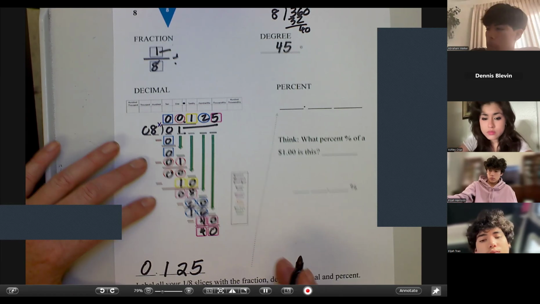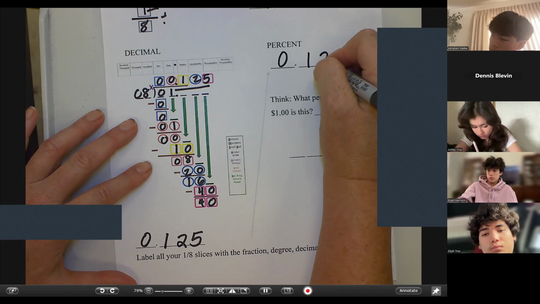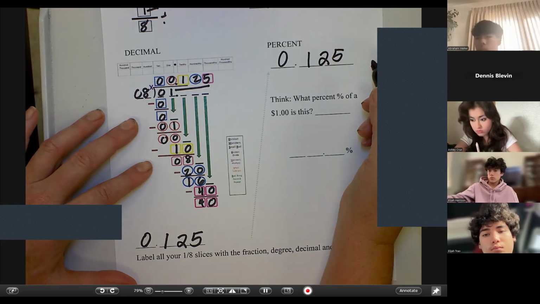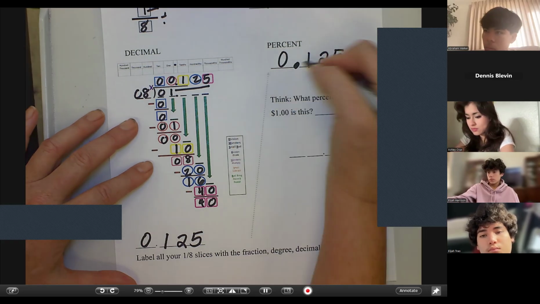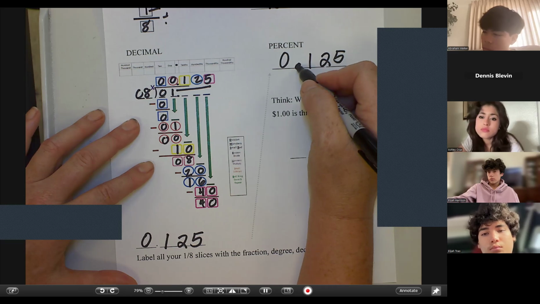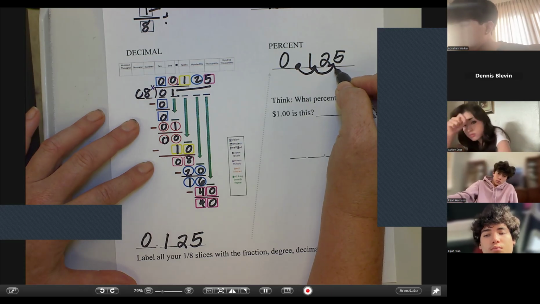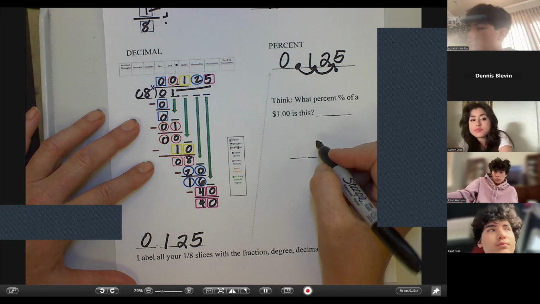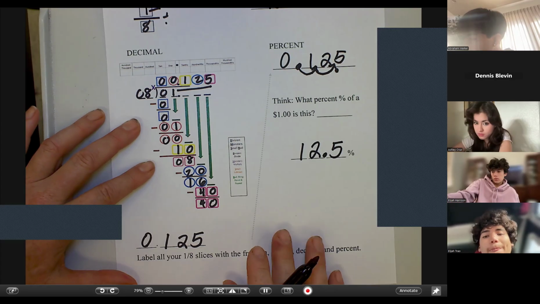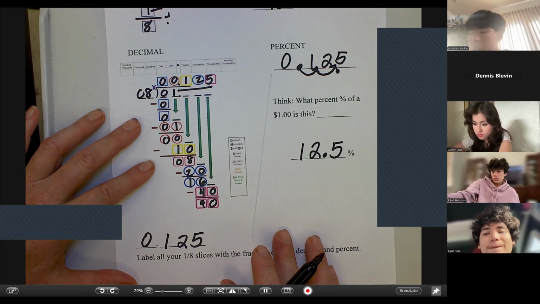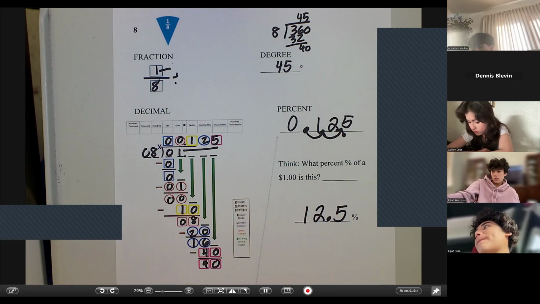0.125. So percent, 0.125. All you have to do, I'll show you the shortcut. Instead of putting it over 100, you just bounce this decimal over twice. That's going to be 12.5%. We would expect this to be smaller because our slices are getting smaller.